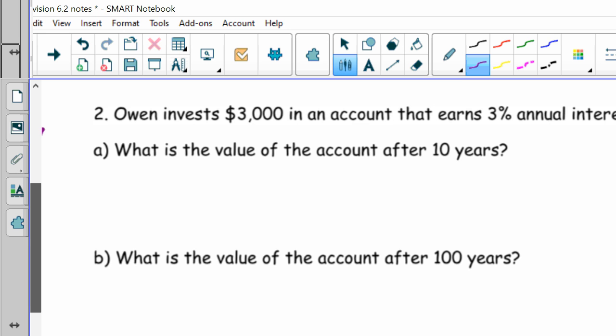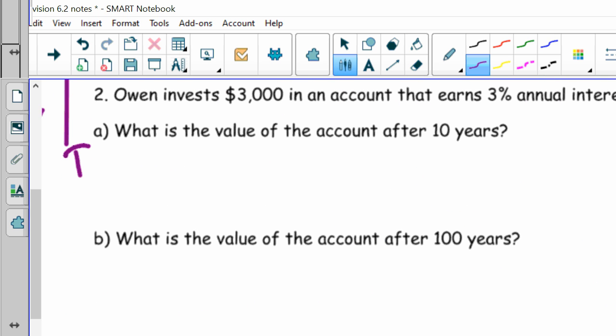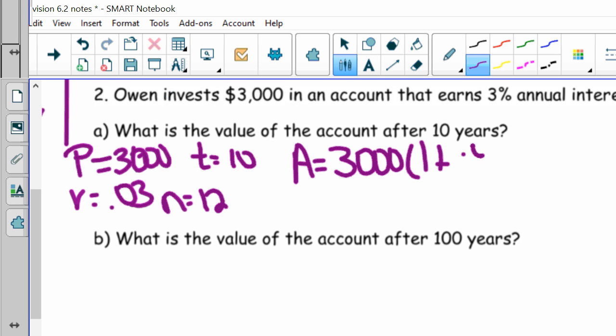So let's identify our P, our initial investment, is $3,000. Our rate is going to be 0.03 as a decimal. Compounded monthly, N is 12. And so on this first one, 10 years, T is 10. So A is equal to 3,000 times 1 plus 0.03 divided by 12, all of that to the 10 times 12.